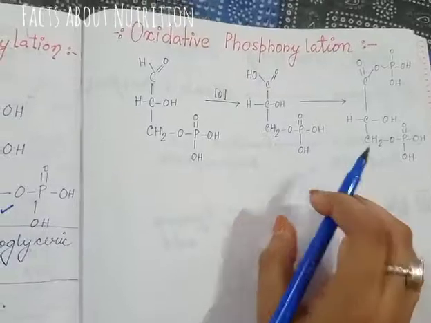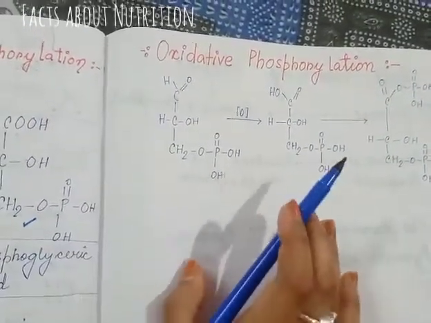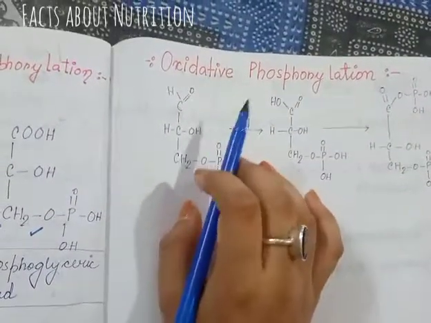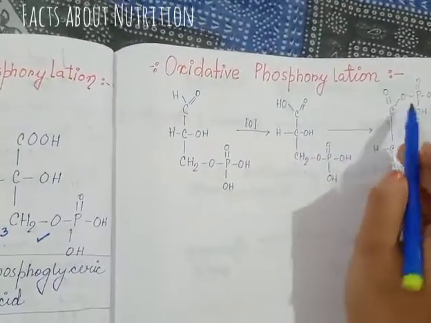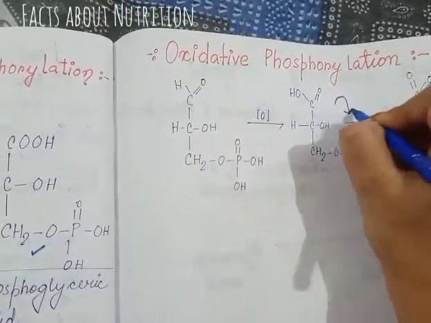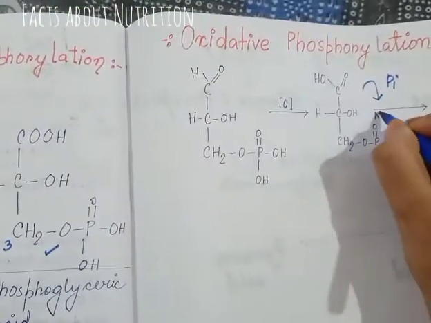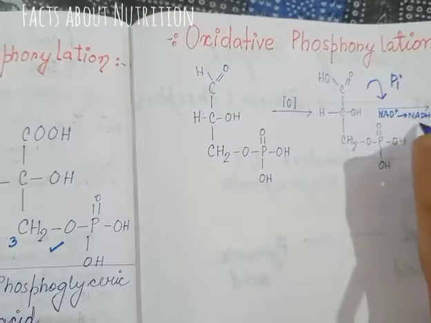Next, we will be talking about oxidative phosphorylation. Now, what is oxidative phosphorylation? Oxidative phosphorylation is a type of reaction in which there is also formation of a high energy bond over here. But phosphate is also there, and here we have to add Pi, meaning inorganic phosphate. Here also we know NAD plus is used, which is going to convert to NADH plus H plus.